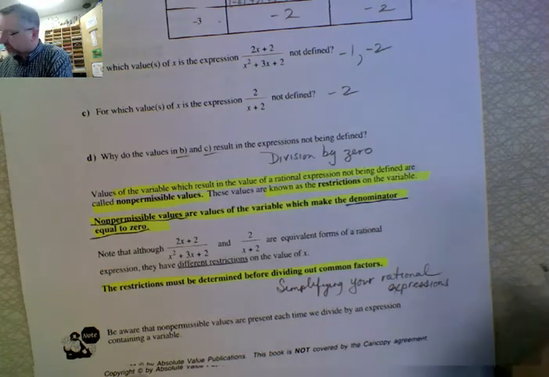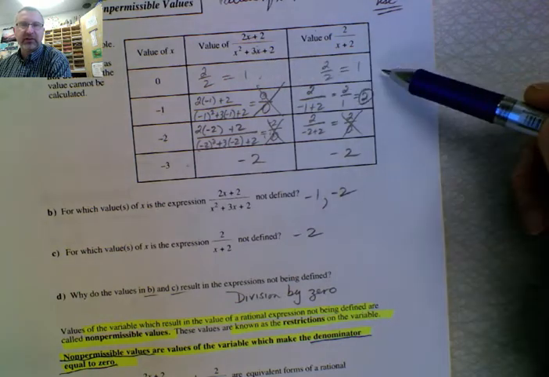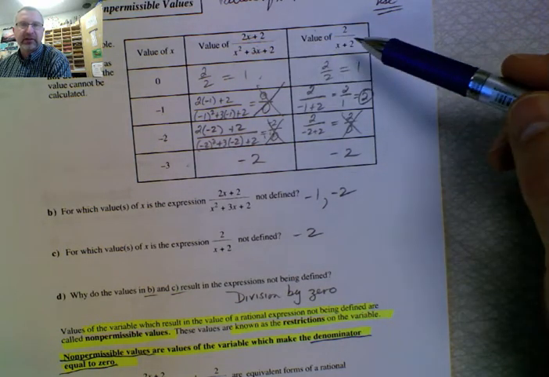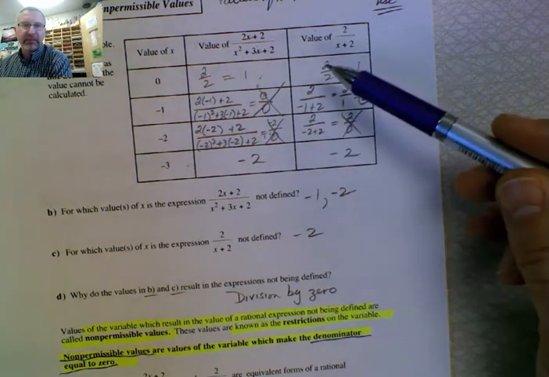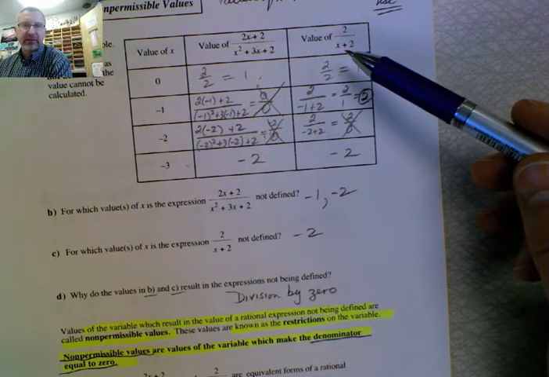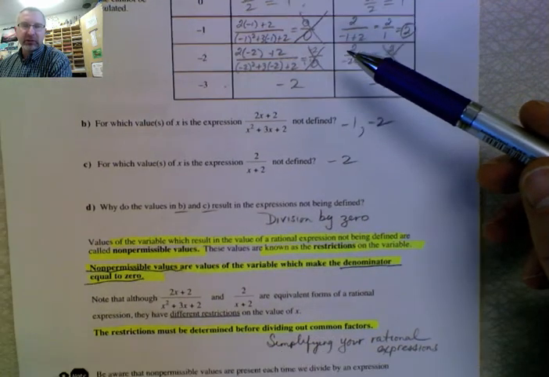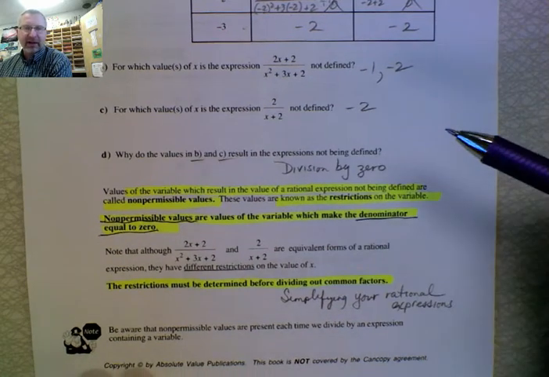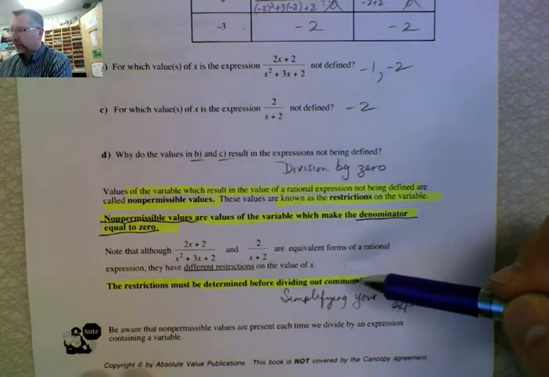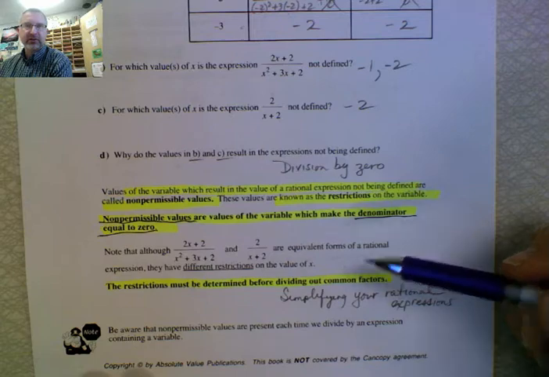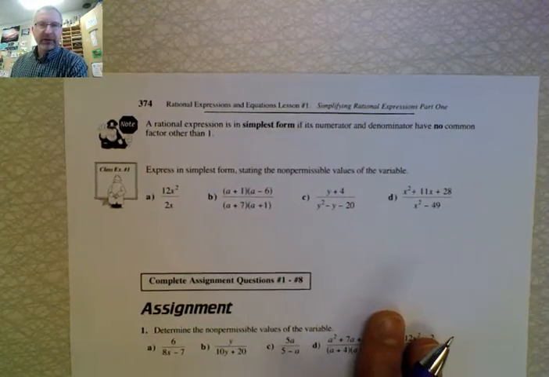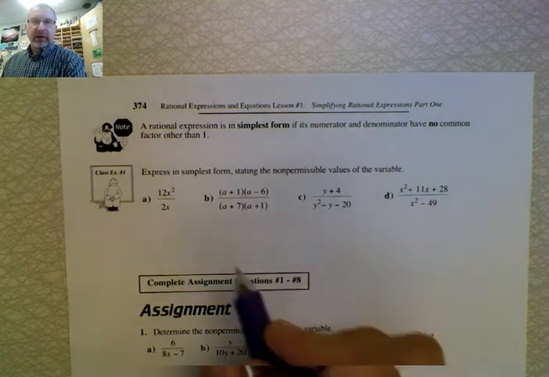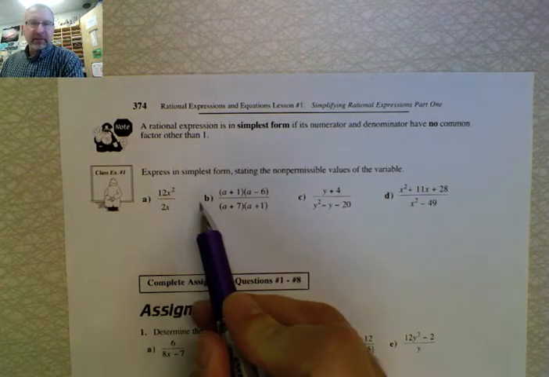So in this particular situation, when we look at these two equivalent rational expressions, our restrictions are actually -1 and -2. We have to list both of them before we simplify and get the expression 2 over x plus 2. So the first thing you do before you factor, before you cancel factors, is you determine non-permissible values or restrictions. Absolutely important.